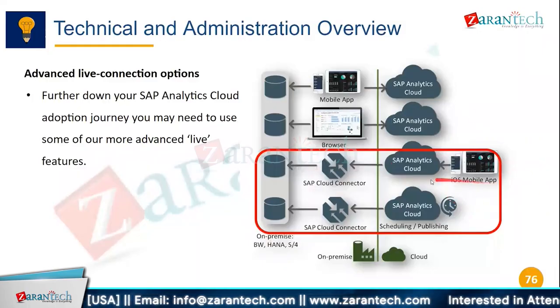In addition to the iOS mobile app or Android mobile app, you also have a scheduling feature. What the scheduling feature does is, in case you have users who are not in SAC, you can send them the story as a PDF through email. You can schedule the job and it will run and send an email to the corresponding recipients, and they will be able to see the PDF. This is useful for people who are not in SAC.